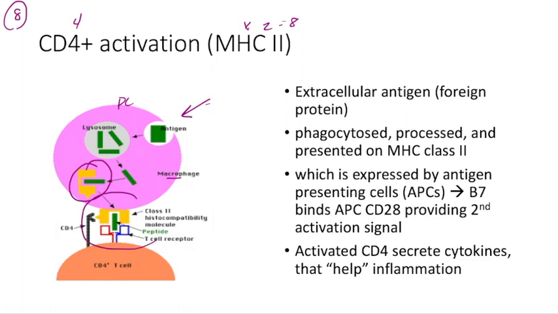So that's what this is here. It is expressed by antigen-presenting cells. B7 binds with APC CD28, providing second activating signal, and we ultimately get that presentation. So then the activated CD4 secretes cytokines that help the inflammatory response. All CD stands for is cluster of differentiation. So we just call it CD4, CD8, whichever one we're talking about. So these major histocompatibility complexes are glycoproteins found on the surface of all human cells except red blood cells.